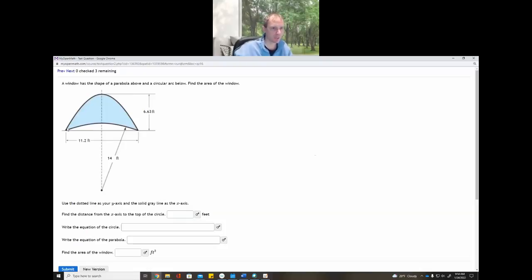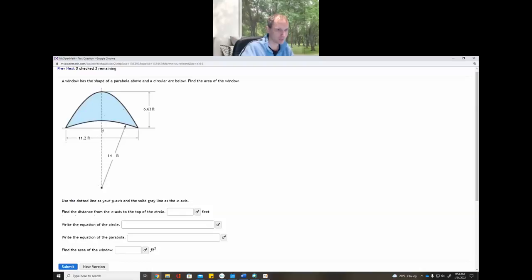A window has the shape of a parabola, so this top curve is a parabola. Above a circular arc, so this curve is a circle. Okay, and they give us the radius of that circle. Okay, find the area of the window. So find the area that's enclosed here. And what they're doing is they're saying use this dotted line as your x-axis and this solid gray line as your y-axis. So this would be the origin right here.